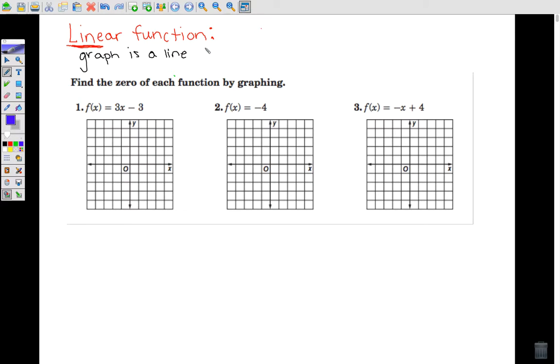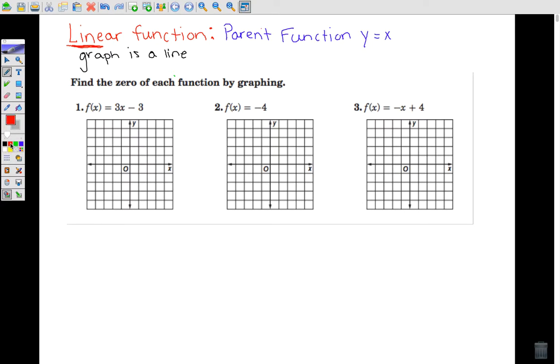We also need to know that the parent function is y equals x. What that means is that there's nothing added to it, multiplied to it, subtracted, divided, nothing. This is your parent function. This is like the original. So y equals x is our original. Okay, so we're going to do 3 examples.